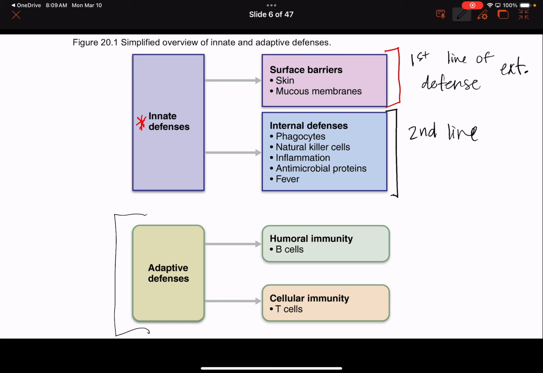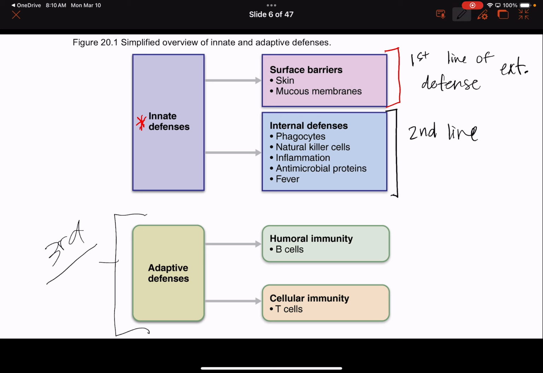Your third line of defense is going to be your adaptive defenses. These are very specific defenses, so they are activated on a very specific strain of a virus or a very specific species of bacteria. So they are targeting things that are very specific, and they are acquired over your lifetime. So you're not born with these. You develop them as you get exposed to different things over your lifetime.